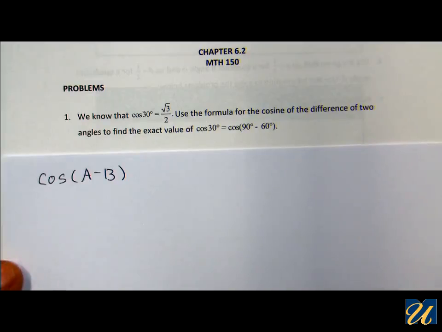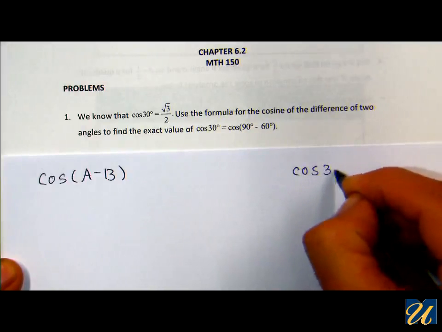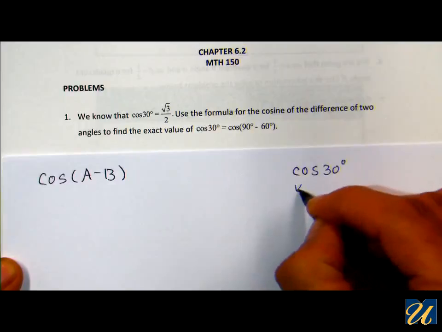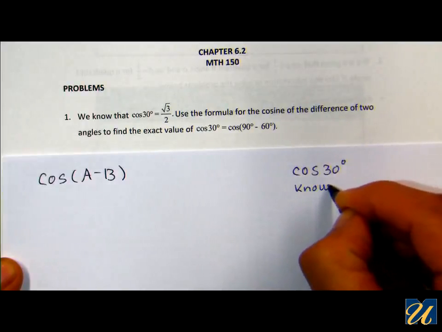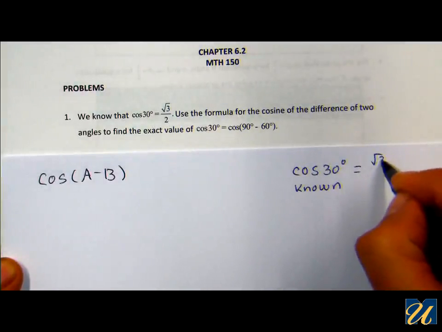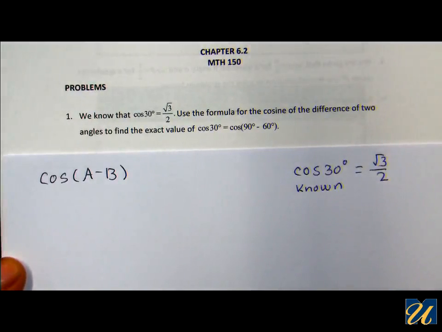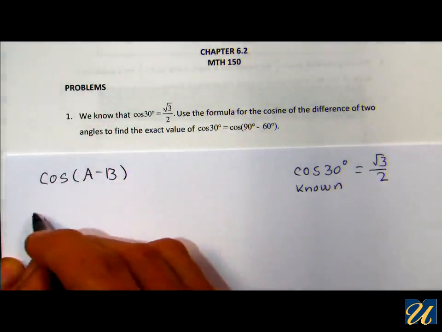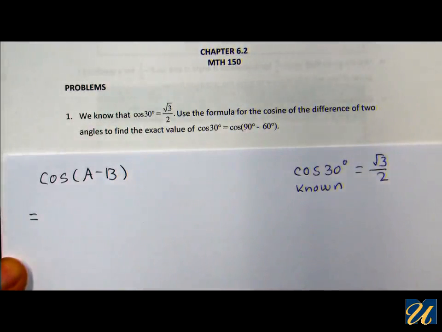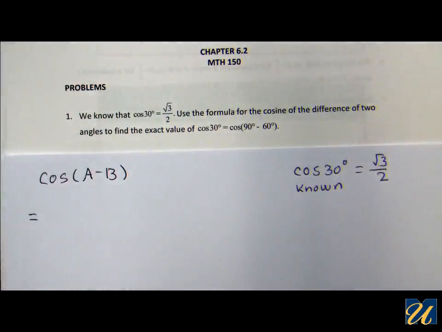So we know right away, here in the background, cosine of 30 degrees is known, and the cosine of 30 degrees is root 3 over 2. We're going to obtain that same value by using the identity for the cosine of the difference. So the cosine of the difference, let's get our formula. Here it is.